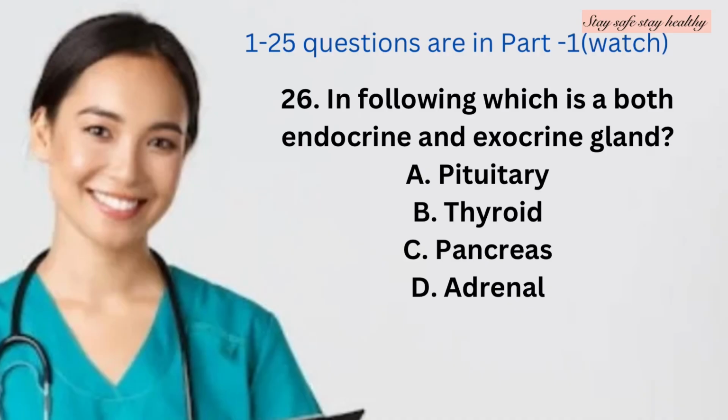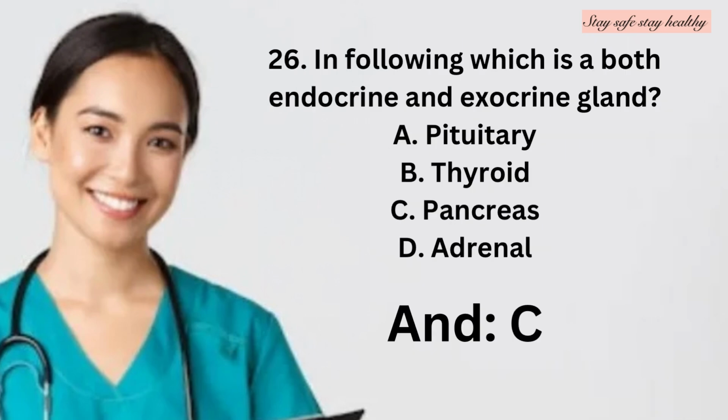In the following, which is both endocrine and exocrine gland? A pituitary, B thyroid, C pancreas, D adrenal. Did you get the answer? Yes, I think it's C pancreas, because the pancreas is an organ that has both exocrine and endocrine functions. Pancreas secretes digestive enzymes and also hormones such as insulin.